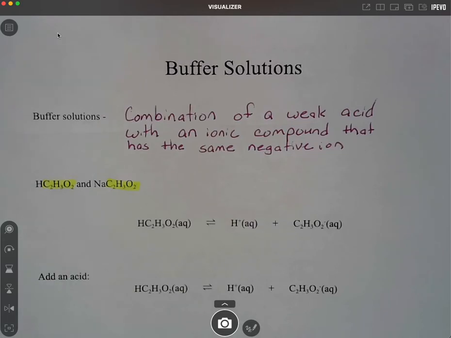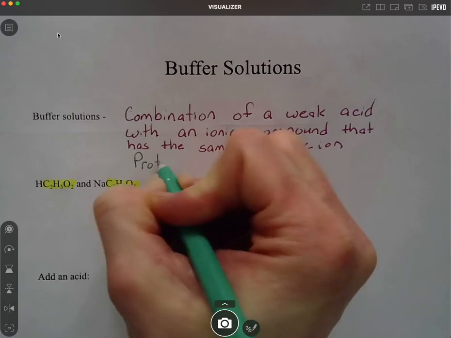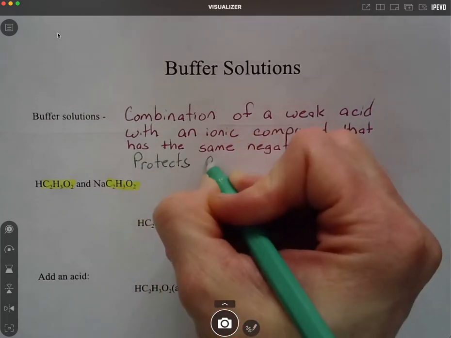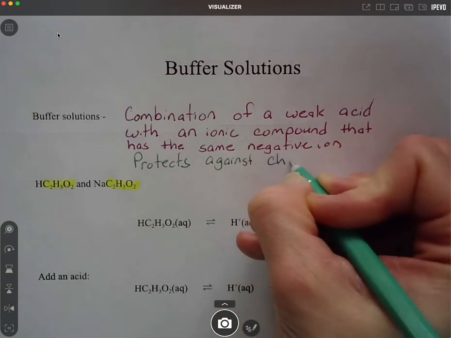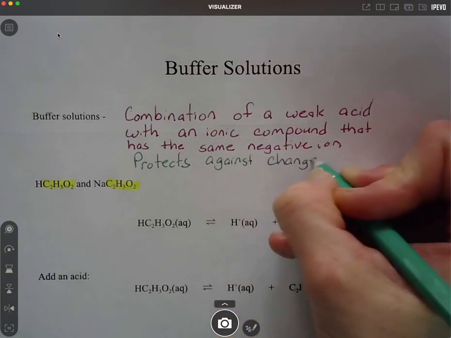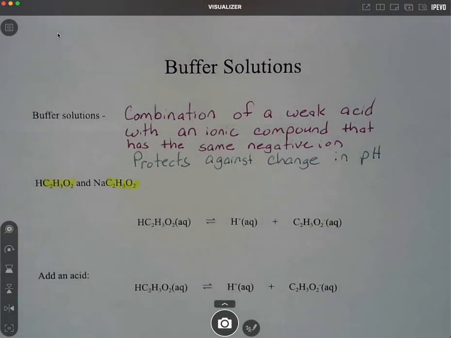And the entire purpose is to create something that protects against change in pH. So we can add a little bit of acid and a little bit of base, and the pH doesn't change significantly. It fluctuated a little bit, but not a whole bunch.